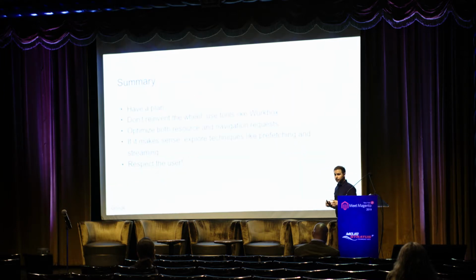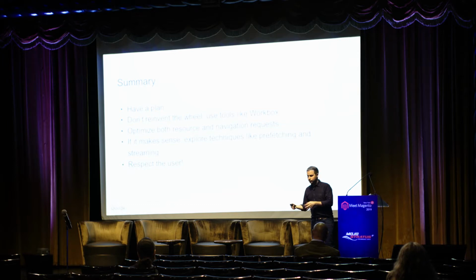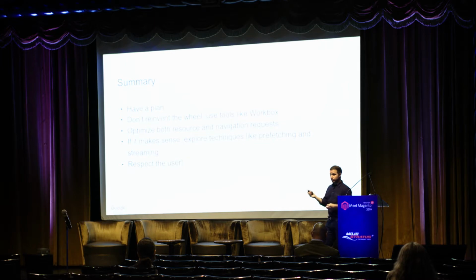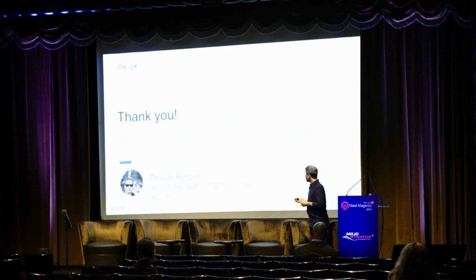In summary, if you have to start today to build a PWA, first of all, have a plan. Don't reinvent the wheel. Use Workbox or any tool that you can use. And then optimize for both resource and navigation requests. Remember that navigation requests are among the most important things. And if it makes sense, explore techniques like prefetching and streaming. Finally, respect the user. You are downloading things that you don't know if the user is going to use. So you don't want to make them pay a lot of cost in advance. So be smarter when you apply any of these strategies. And I think that's it.